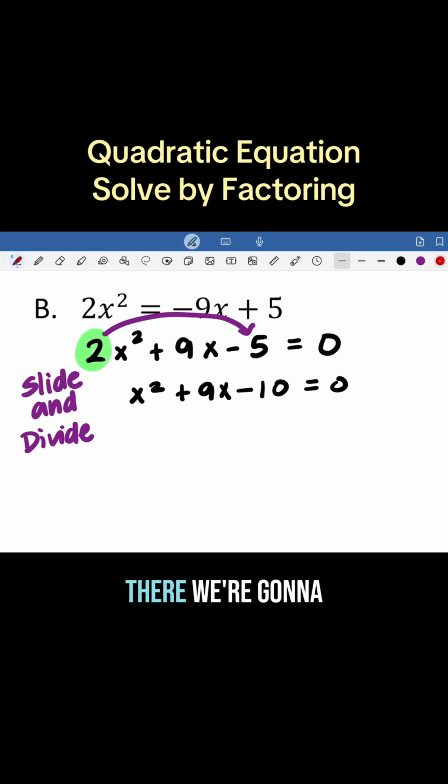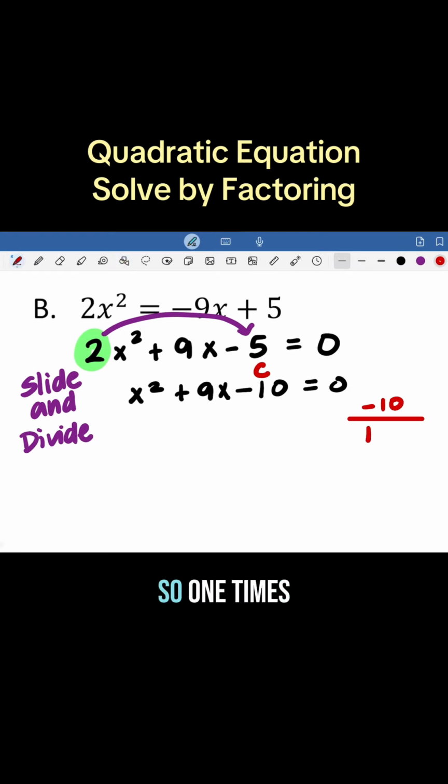Then from there, we're going to take our C value, which is negative 10. We're going to list all the factors of it. When you're listing your factors, list them without the negative first, and then go back in and add your negatives. So 1 times 10, and then 2 times 5. Now, we are trying to make a positive 9 by adding, and a negative 10 by multiplying. If you look with 2 and 5, there's no way for us to make a positive 9 with those values. But we can make a positive 9 with 1 and 10. However, the 1 has to be negative.